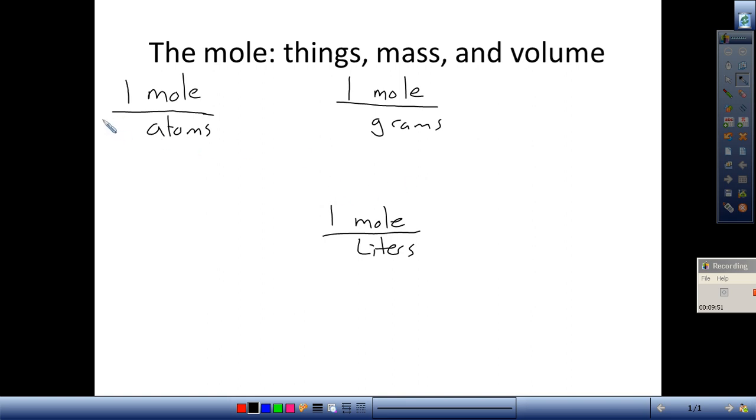Now for my other numbers, you have to memorize these. This is Avogadro's number, 6 times 10 to the 23rd. My grams is going to change depending on what chemical I'm talking about. My liters is always 22.4. So memorize, memorize, look it up on the periodic table. All right, and again, 1 mole, these are always 1 mole.